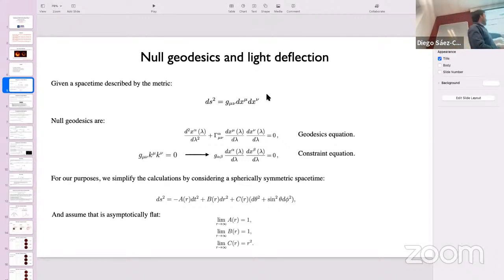So, writing in these coordinates, which are basically the coordinates for a far away observer, we are going to have a spherically symmetric metric that is going to be asymptotically flat, similarly to the Schwarzschild metric in general relativity.